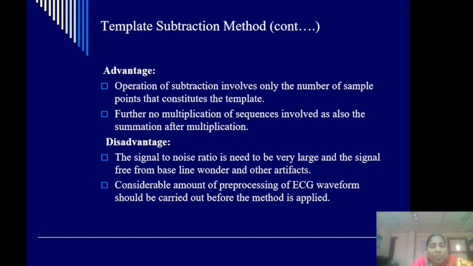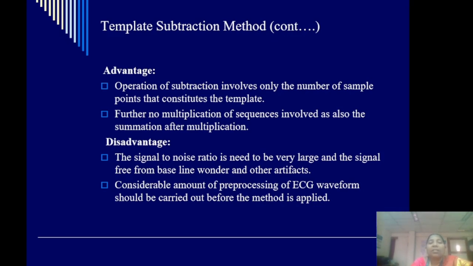The advantage of the template subtraction method is that the subtraction operation is a very simple process. In cross correlation, we have to perform shifting, then multiplication, then summation. These operations are not at all involved in the subtraction process. It is a simple subtraction process. That is the main advantage of the template subtraction method.